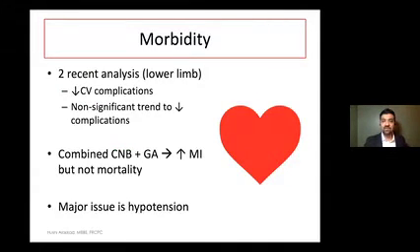Cardiovascular complications. Now, two recent analyses for lower limb surgeries looked at that. One of them showed that there is a decrease in cardiovascular complications, and another one showed that there is no significance. Other studies showed that when combining neuraxial blocks with a general anesthetic, so an epidural that is running intraoperatively with hypotension happening, there is an increased risk of MI, but not necessarily mortality. So hypotension is something to always be looked at carefully and treated immediately.